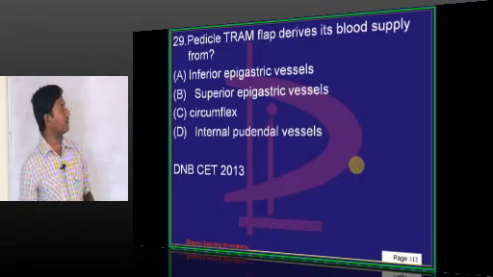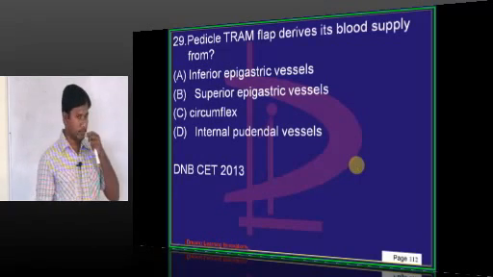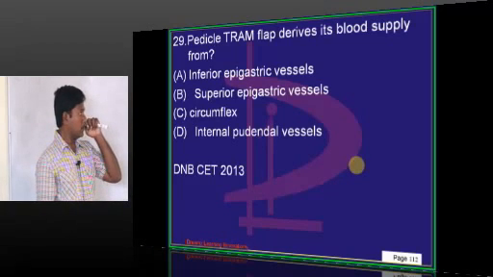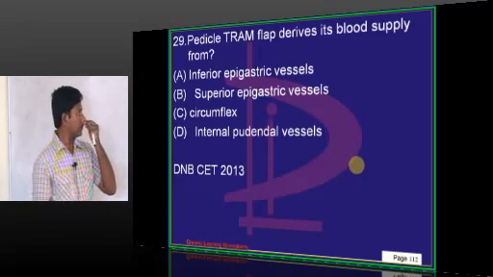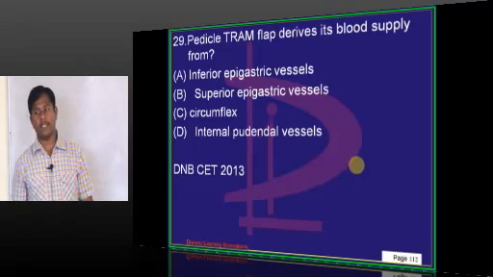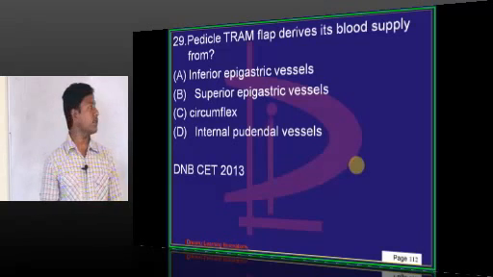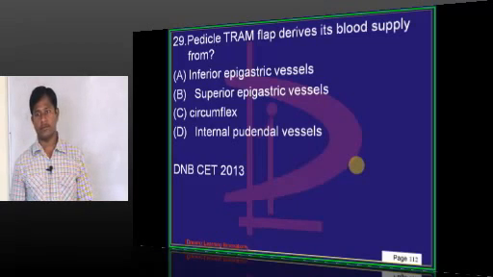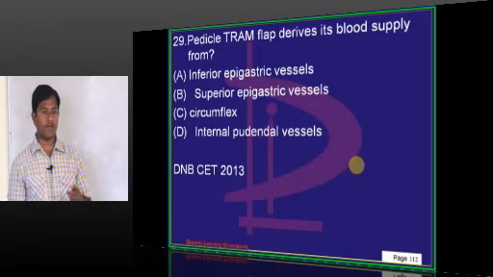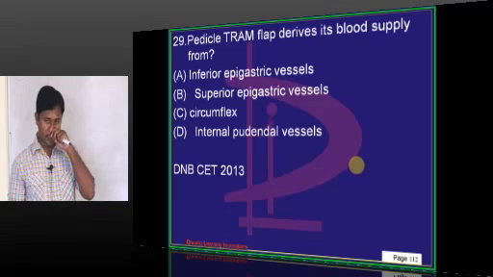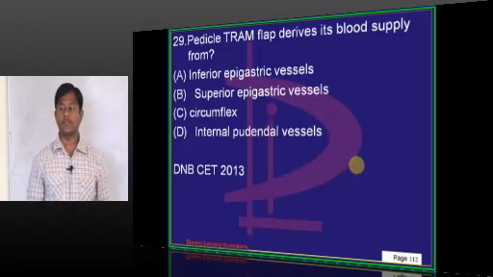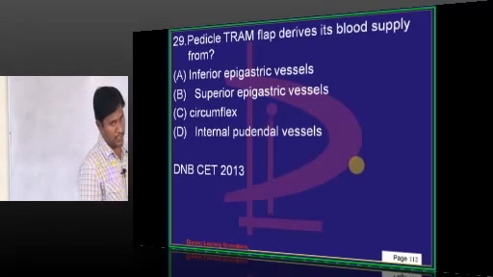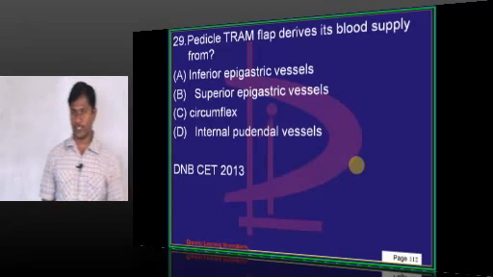TRAM flap derives its blood supply from which vessels? Superior epigastric, inferior epigastric, circumflex, internal pudendal. Yes. What is a TRAM flap? What is TRAM? Rectus abdominis, right, generally used for breast reconstruction.